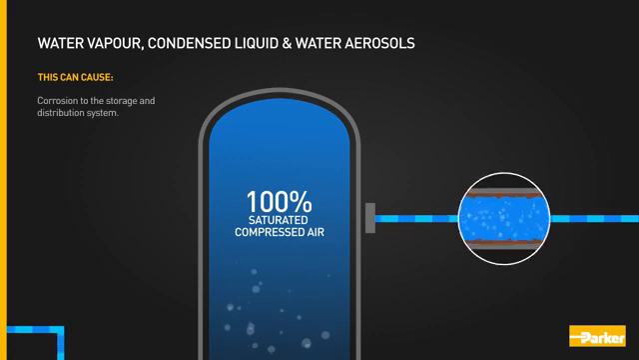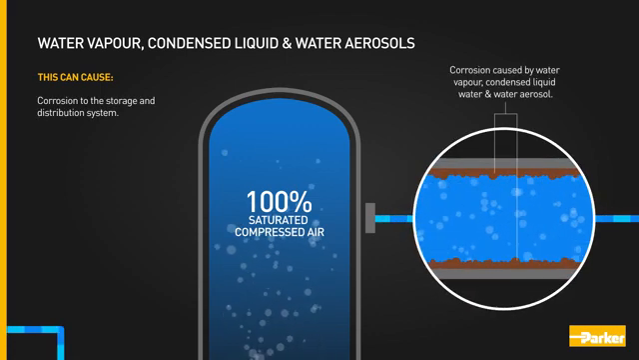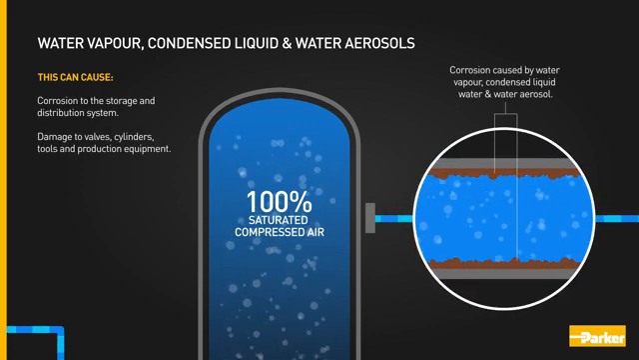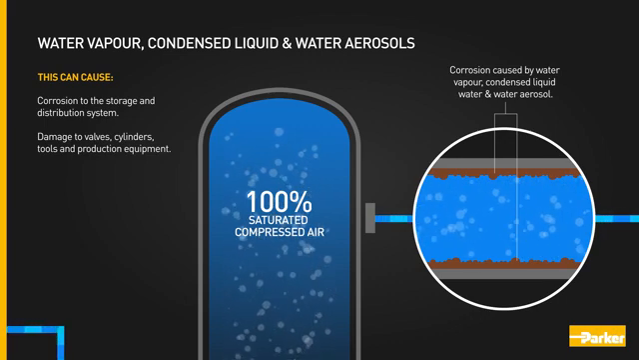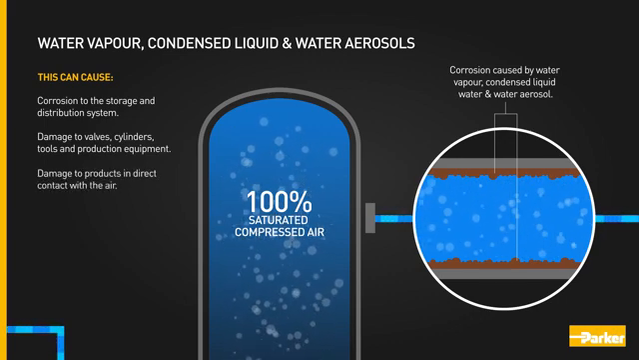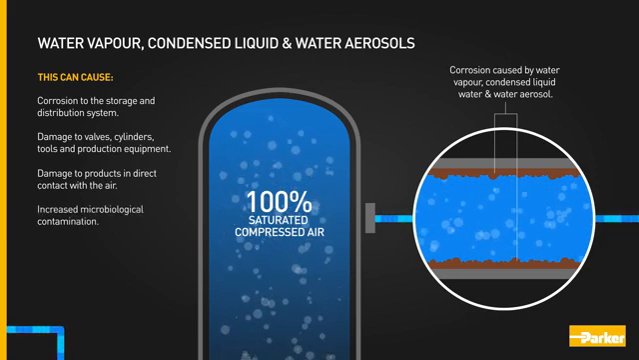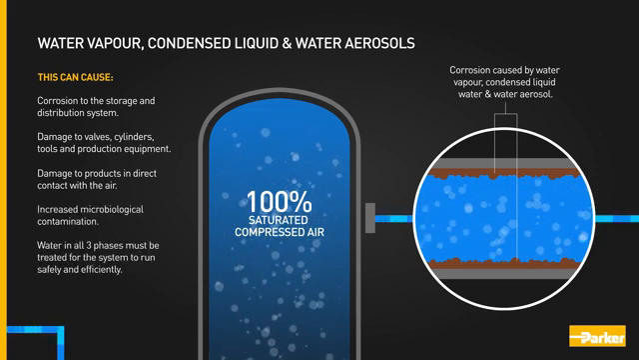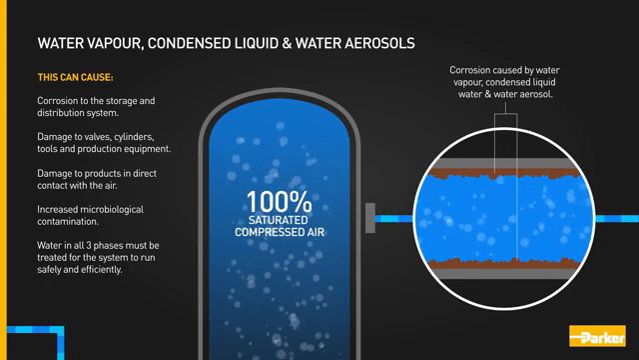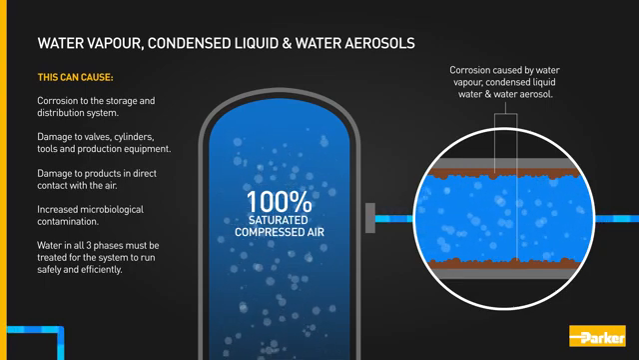This can cause corrosion to the storage and distribution system, damage to valves, cylinders, tools and production equipment, damage to products in direct contact with the air, and increased microbiological contamination. Water in all 3 phases must be treated for the system to run safely and efficiently.